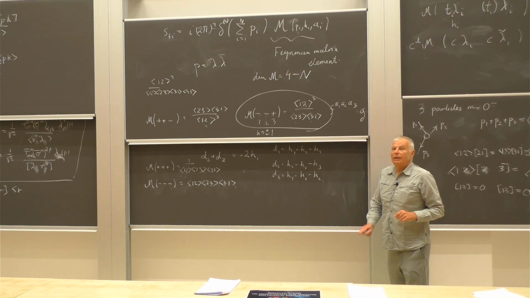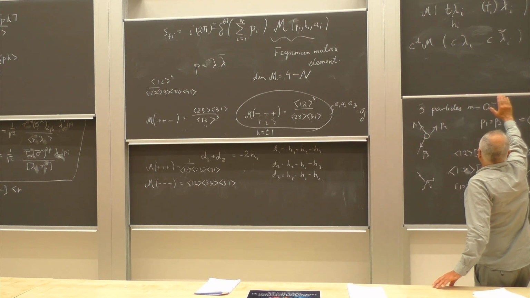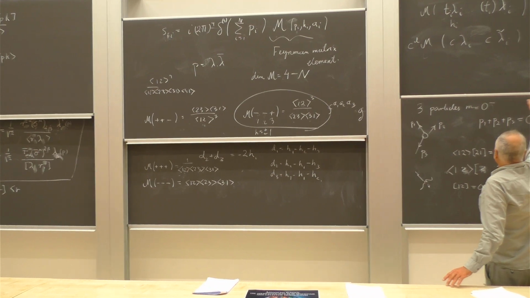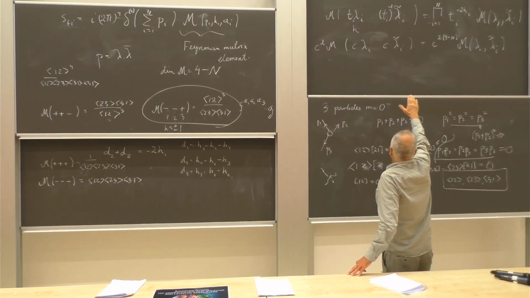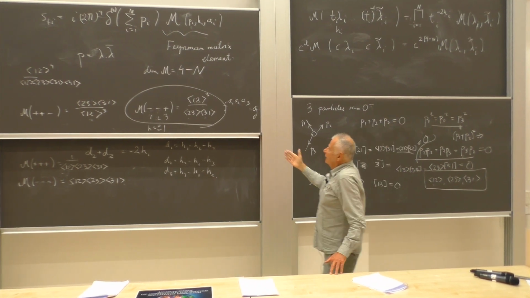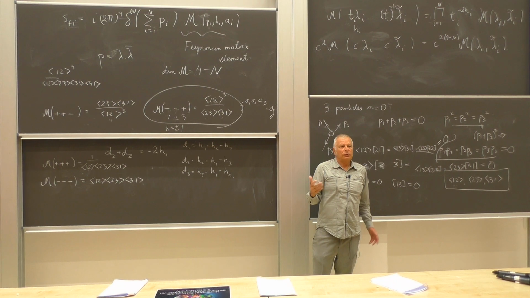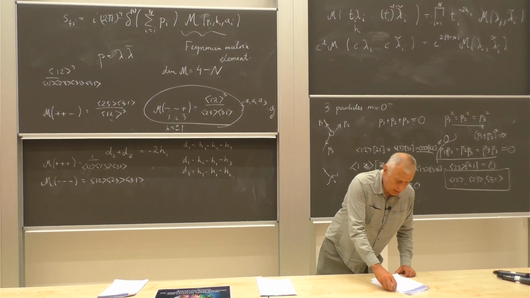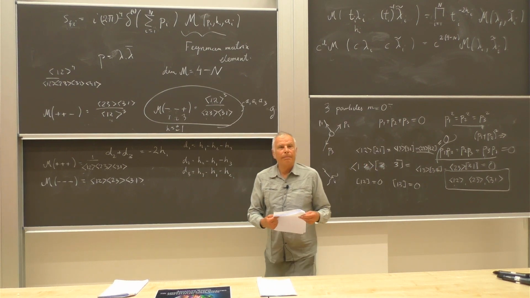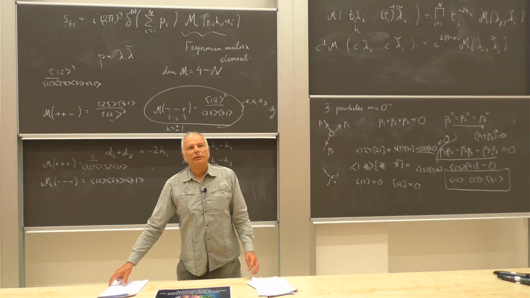So you see, to summarize, these constraints coming simply from little group invariance, or we say from angular momentum conservation, and from dimensionality, really provide lots of information about scattering amplitudes, and we will use it next time. All right. Any questions? Questions?